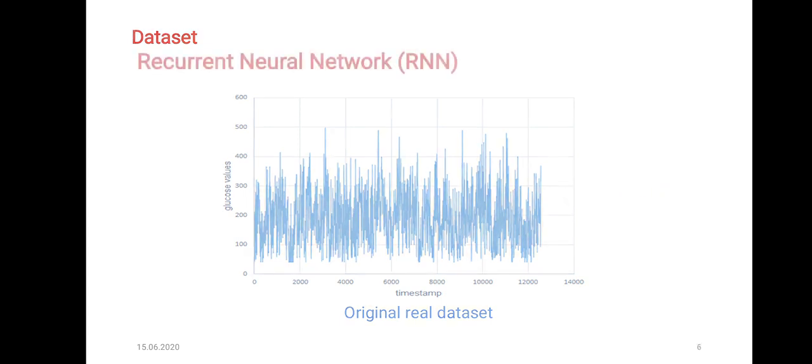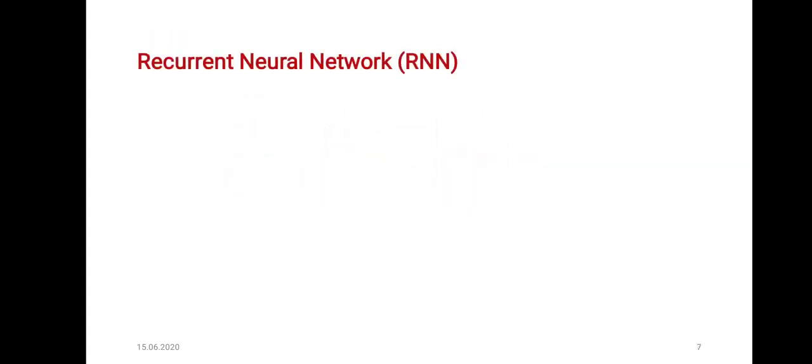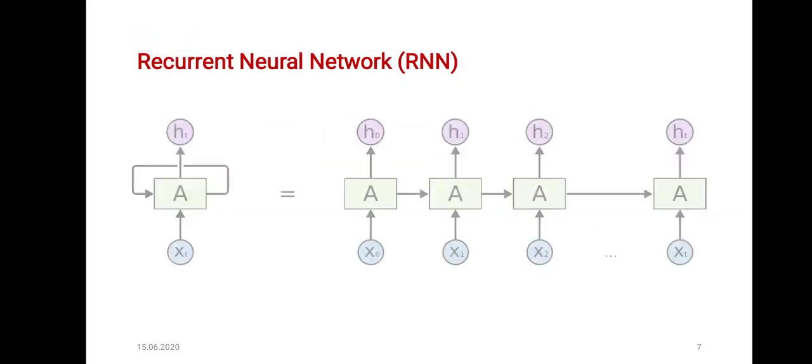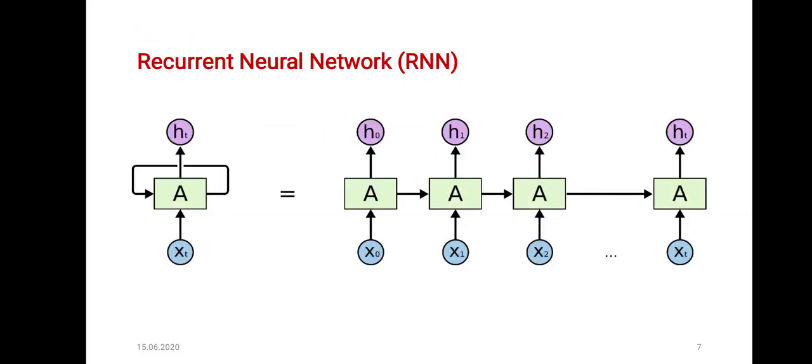And what is the RNN? A recurrent neural network is a class of artificial neural networks where connections between nodes form a directed graph along a temporal sequence. This allows it to exhibit temporal dynamic behavior, derived from feed-forward neural networks. RNNs can use their internal state to process variable length sequences of inputs. This makes them applicable to tasks such as unsegmented connected handwriting recognition or speech recognition.